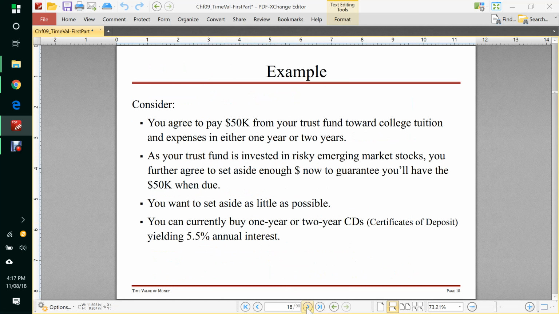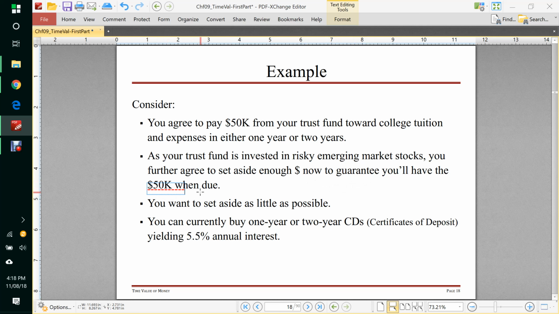All right, so here's another example. You agree to pay 50,000 from your trust fund towards your college tuition and expenses in either 1 year or 2 years. And since your trust fund is invested in risky emerging market stocks and maybe things like Tesla that are bouncing up and down, maybe way overvalued, you further agree to set aside enough cash now so that you can guarantee you'll have the 50,000 when it's due.